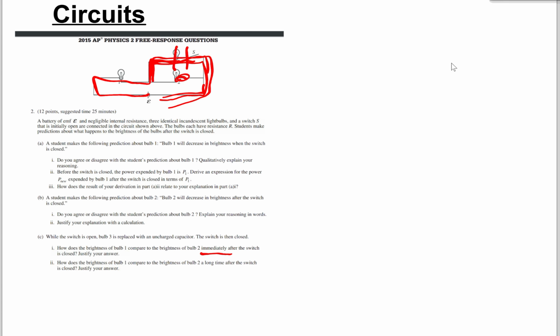All right, now for part 2, after it's been closed for a long time, now no current goes this way. All the current's going to go through bulb number 2, okay? And bulb 1 and 2 have the same resistance. They're going to be the same brightness. It's the same current going through both of them. Remember, nothing's going up top. They have the same voltage because the voltage is going to be split 50-50 there and there. So the brightness of bulb 1 and 2 is going to be the same: same current, same voltage.